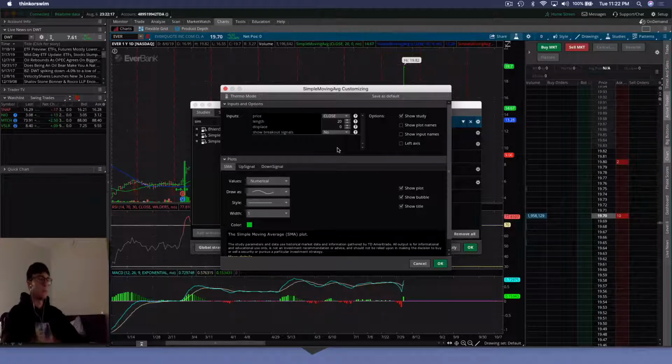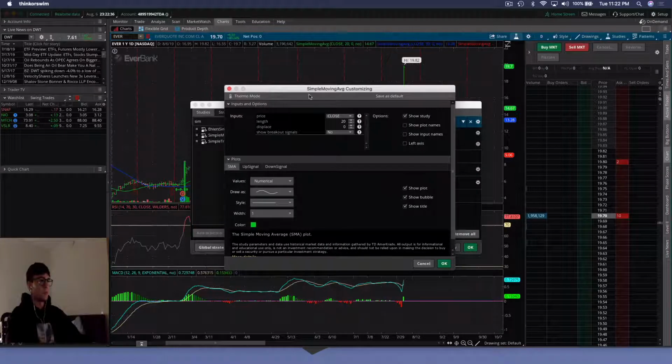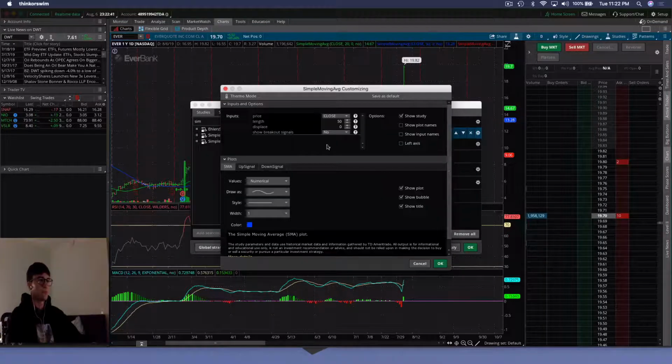It'll put the line at the price of an average of 20 days of data. So it collects the prices of all 20 days and gives you an average price. I have it set to green. This one is 50, so set the length to 50 for the 50-day moving average, and I have it on blue. And the 200-day simple moving average, the length is 200, and I have it on red.